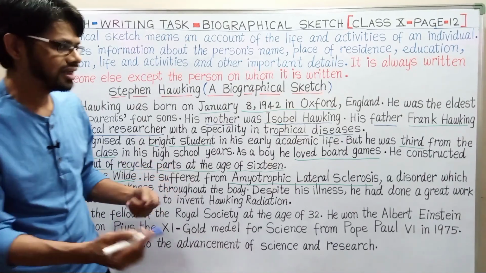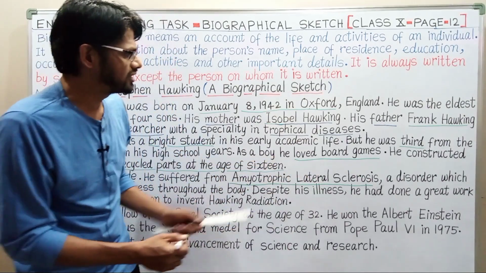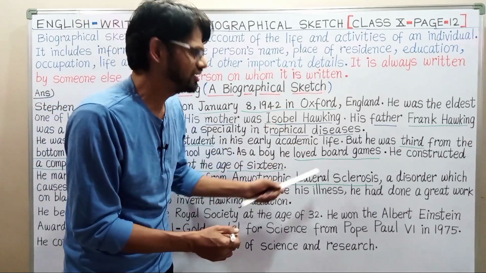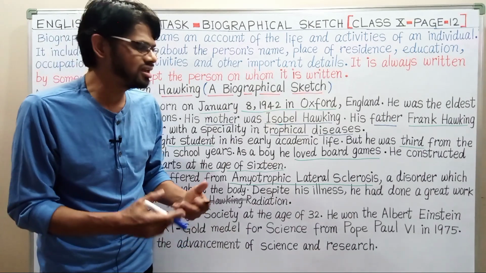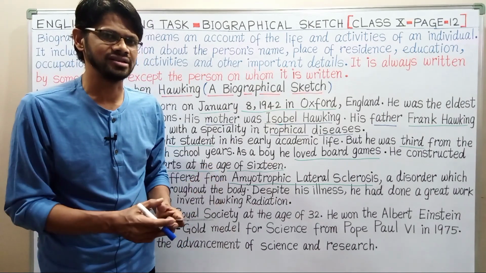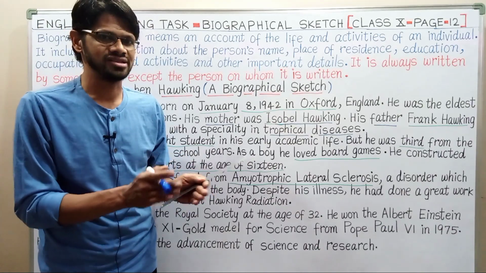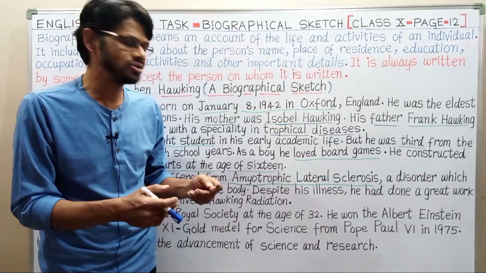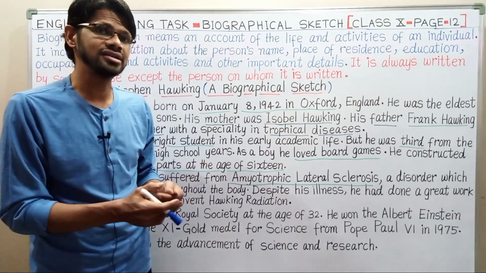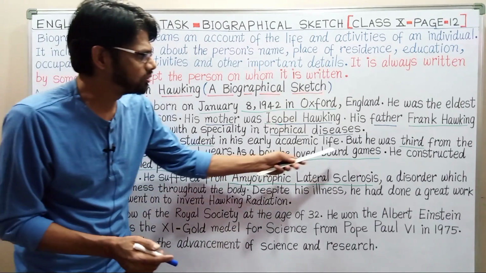Now what is the other information? As a boy, he loved board games. So loved board games is given in the question. So we have to make meaningful sentences, and we have to maintain the sequence also. Meaningful sentences, connectors we have to use. We have to use correct structures of sentences. As a boy, he loved board games.